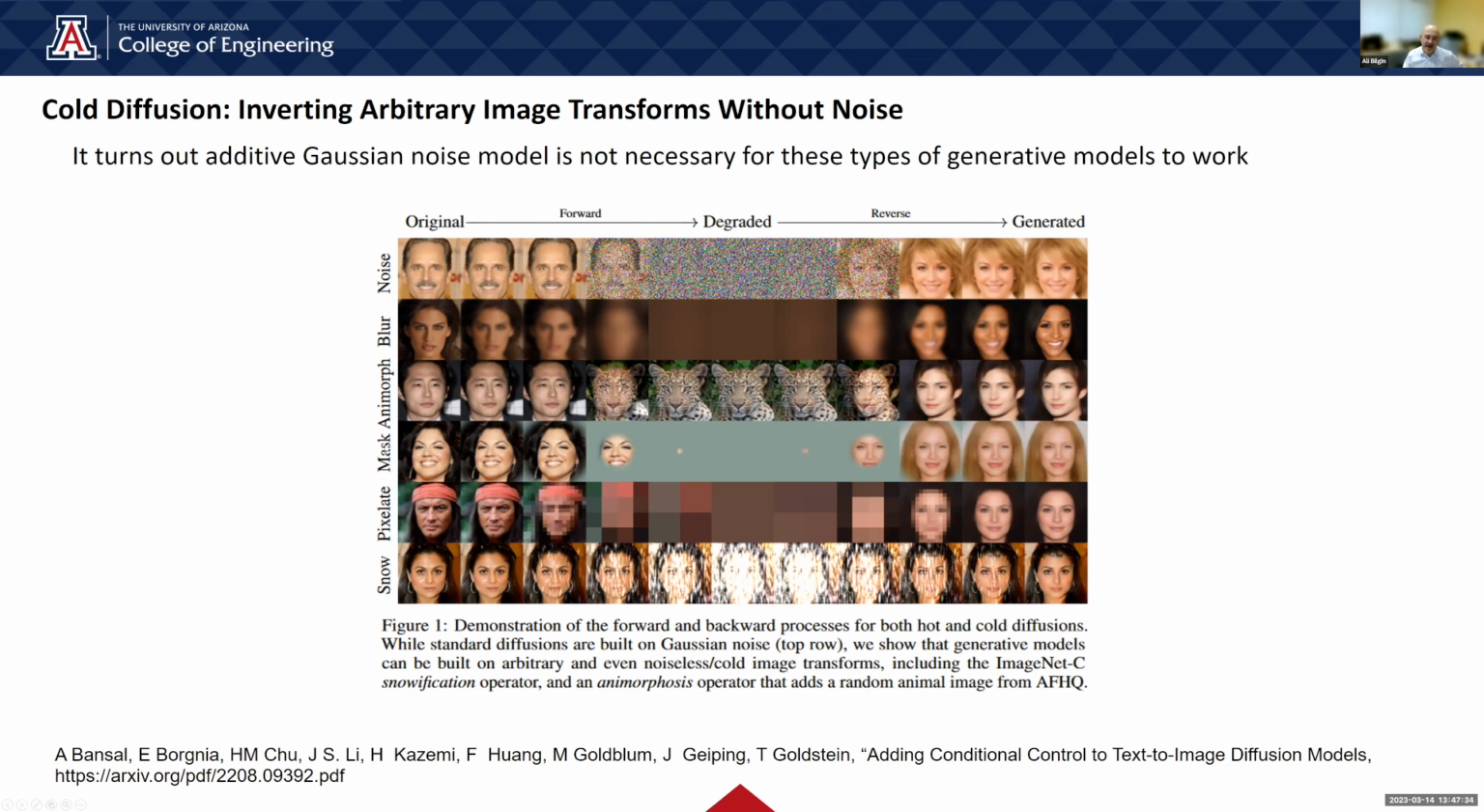They can do it with masks. They can pixelate and then undo this process as well. So this is also very interesting because it suggests that you should be able to use very different degradation models in this generative process, and it will still work. So yeah, very interesting work that came out.